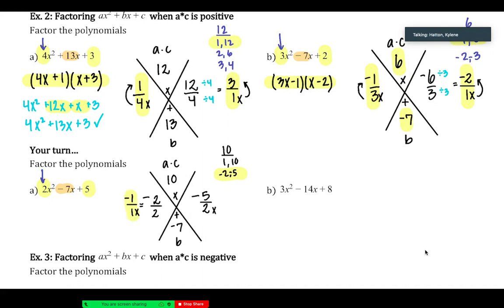This negative 1 over x becomes the factor x minus 1, because we go from the bottom up. And then this negative 5 over 2x becomes the factor 2x minus 5. So x minus 1 times 2x minus 5.